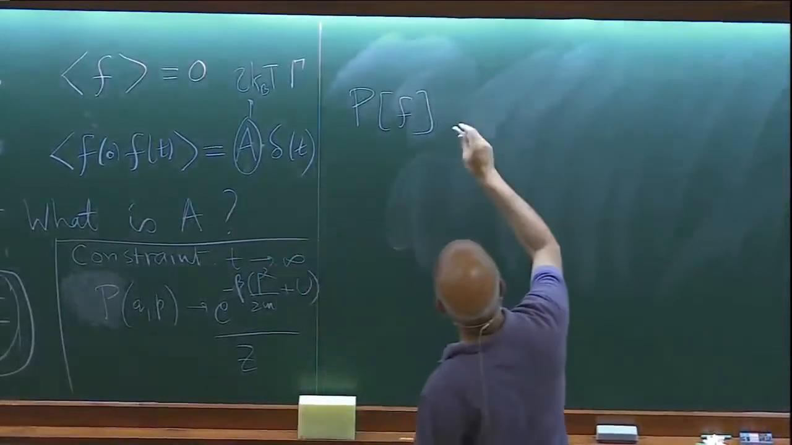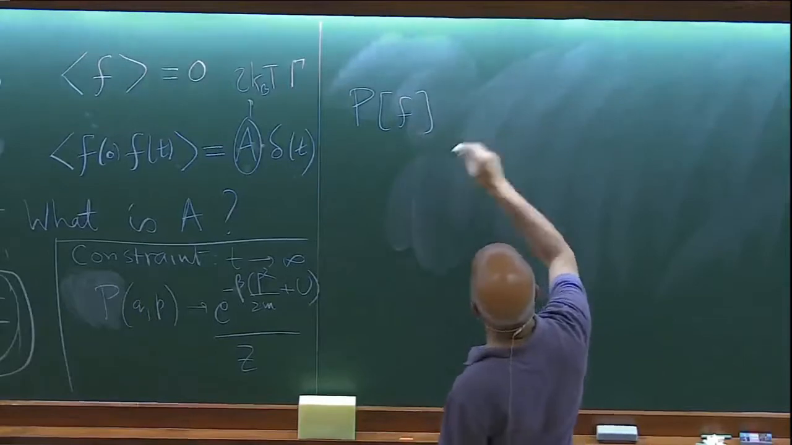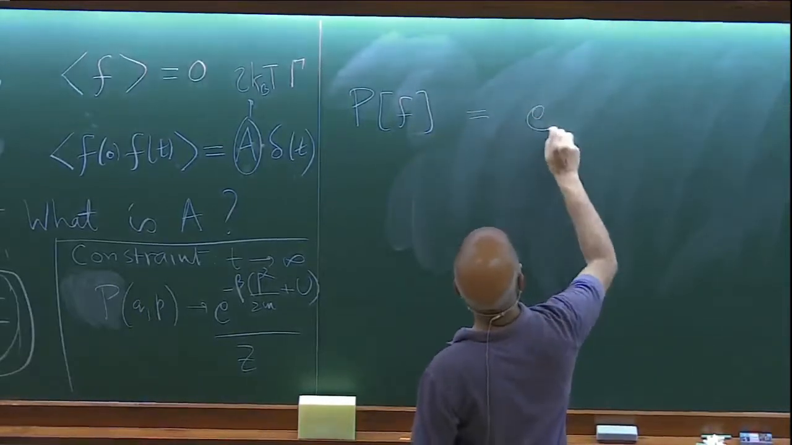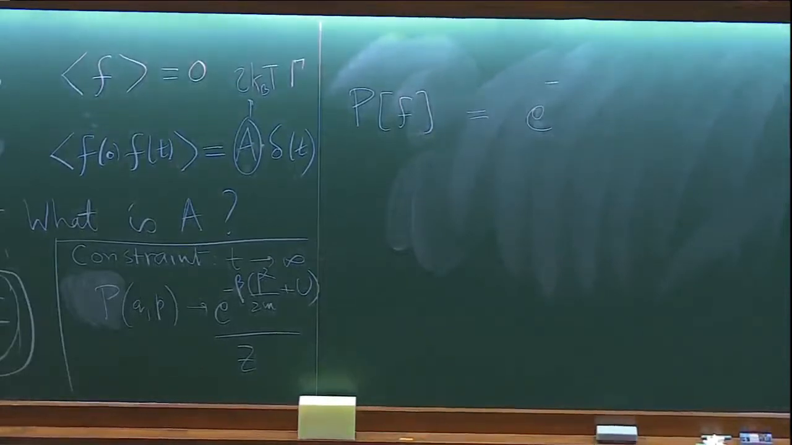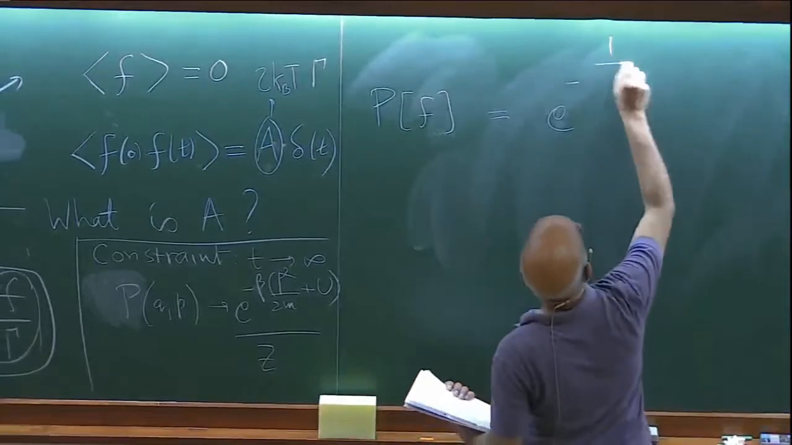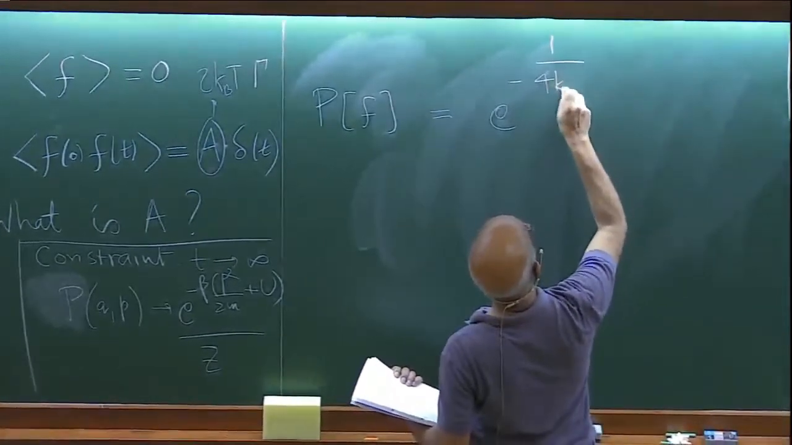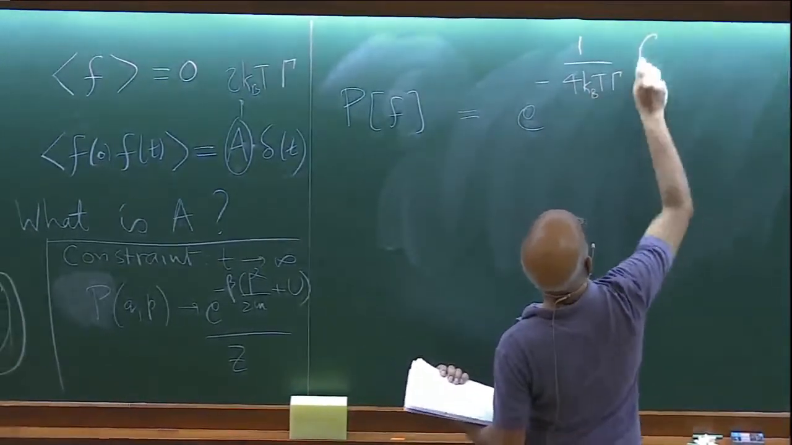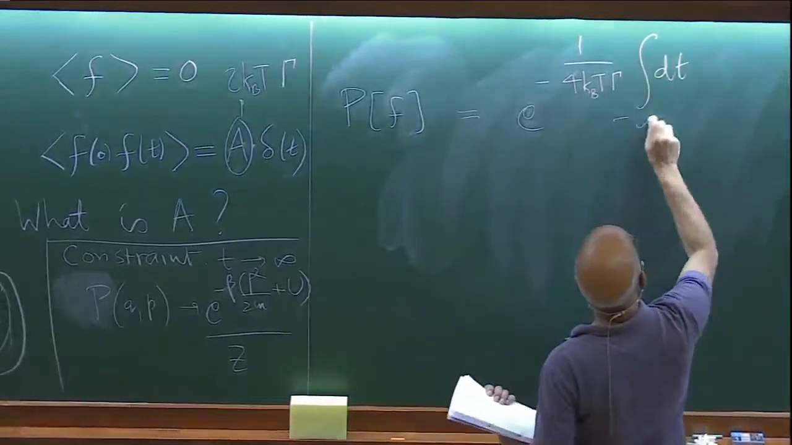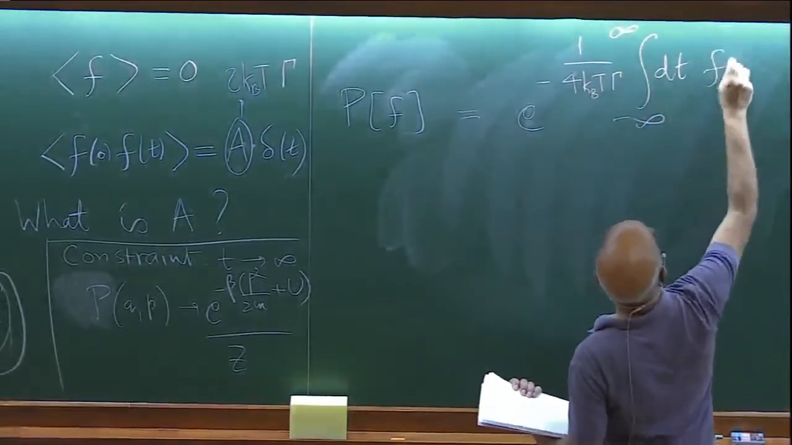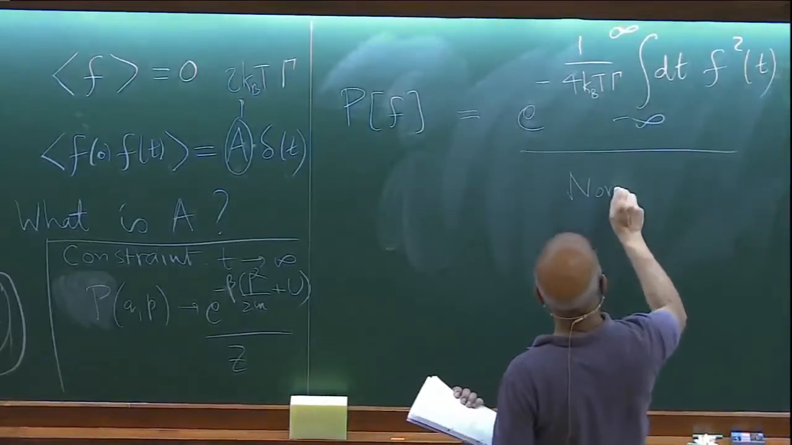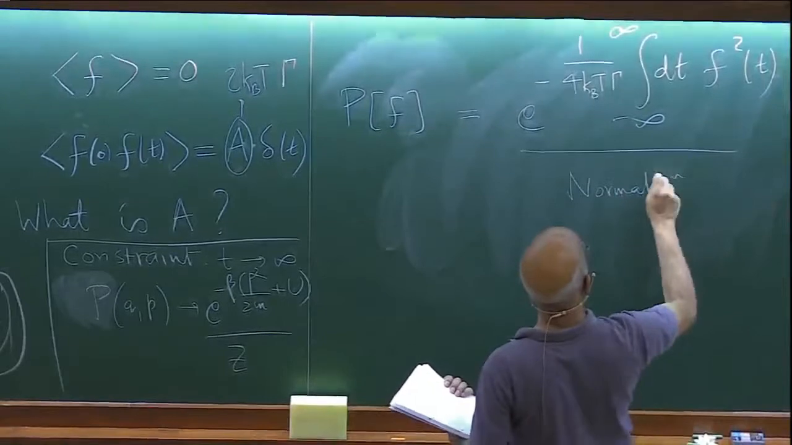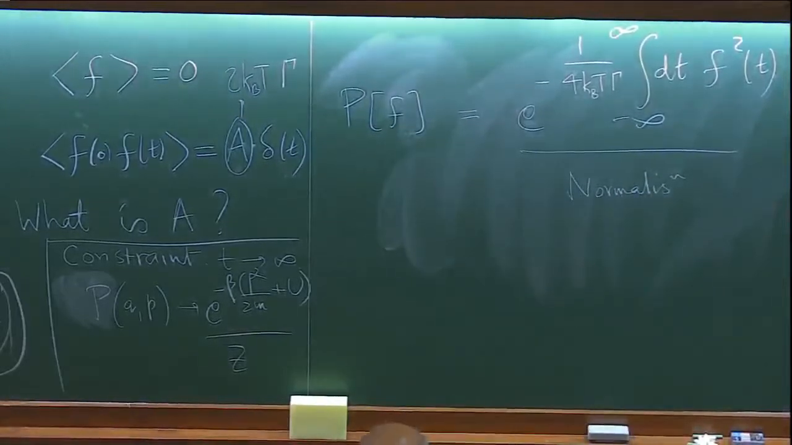What does this really mean? What this means is the probability distribution for the function f is e to the minus, I claim, let me say this correctly, divided by a normalization. Now, I am not even going to try to write the normalization because obviously it's a little awkward.